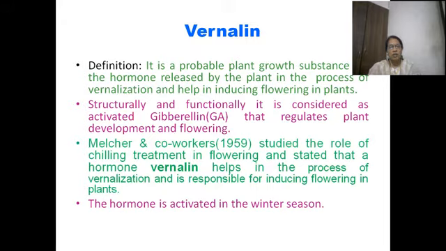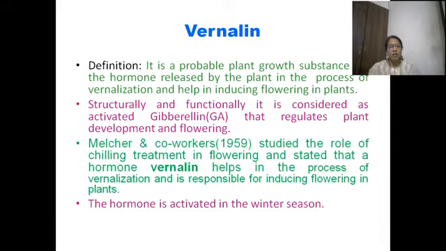Melcher and co-workers in 1959 studied the role of chilling treatment in flowering and stated that a hormone vernalin helps in the process of vernalization and is responsible for inducing flowering in plants. So these were studied by many people, and this name was given because it is a hormone released after vernalization, it was called vernalin. So this was one example to show that people were studying or carrying out experiments that after treating them with chilling treatment, the plant parts are able to produce a hormone vernalin which helps in induction of flowering.